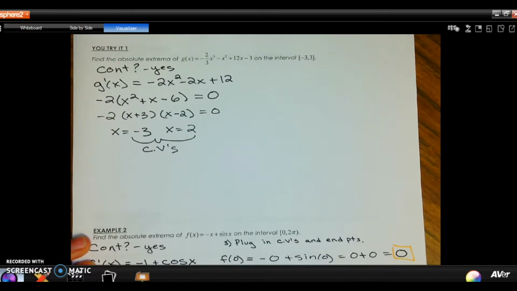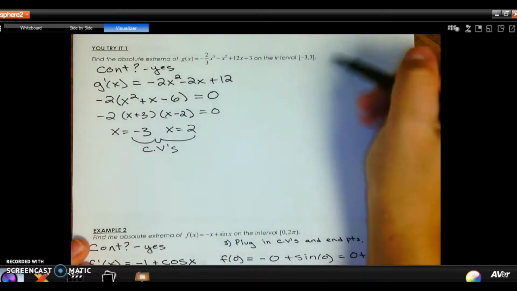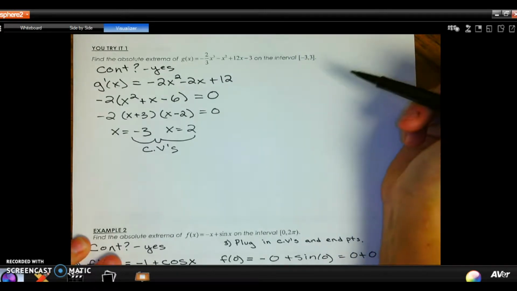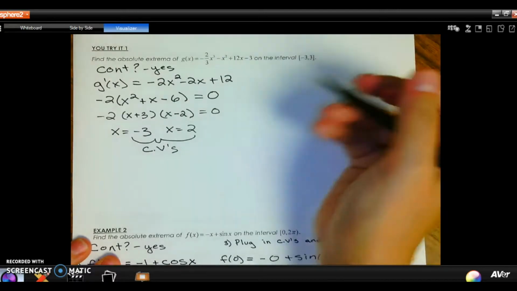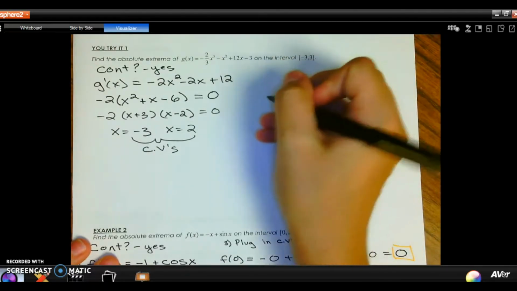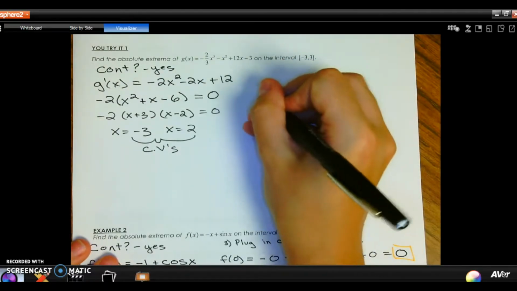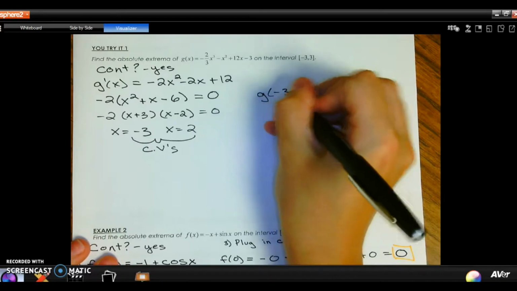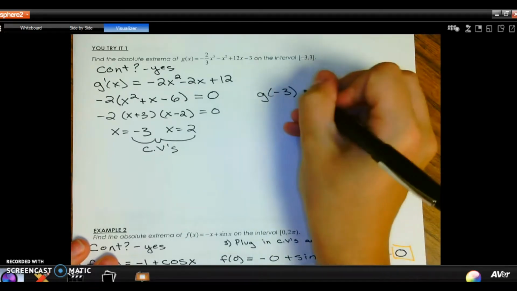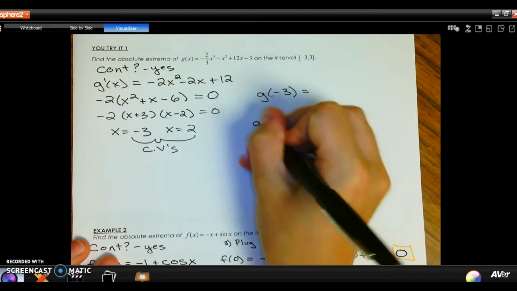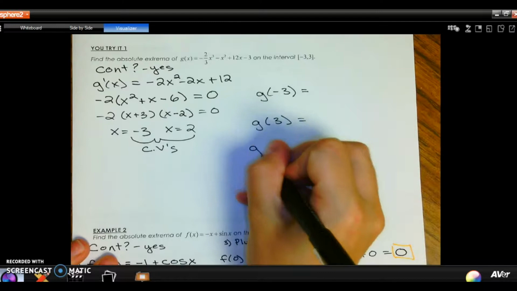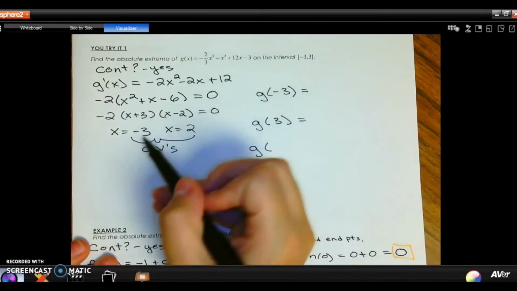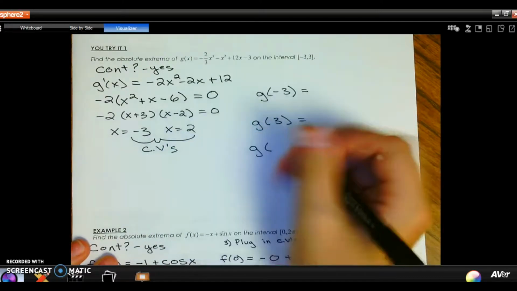Once you have those critical values, you take those critical values and the endpoints of the interval, and you plug them back into the original g of x. You're plugging them in there, and you're going to find which value is the largest and smallest. It doesn't matter the order. I usually try to do my endpoints first, because otherwise I'll forget. So you're going to do g of -3, g of 3, and then we're going to do our critical values. Oh, notice that one of them was already there, so that worked out.